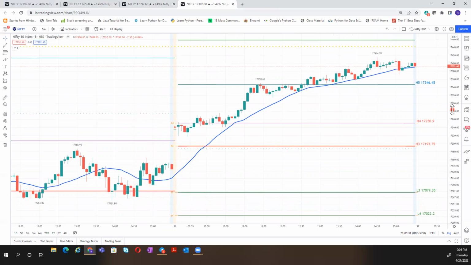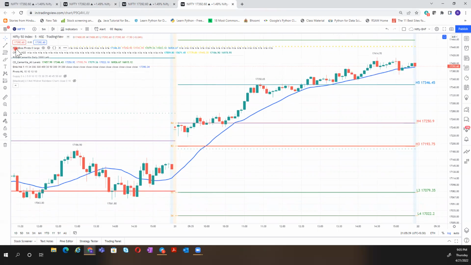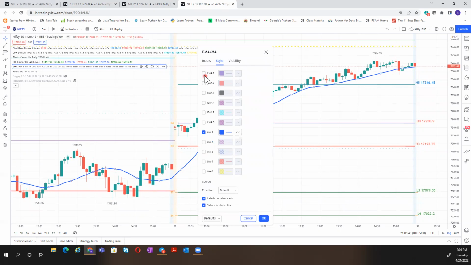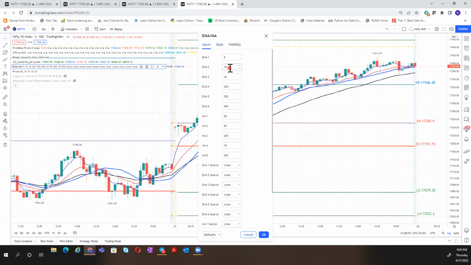most of you traders, if you don't know how to take the trade, you're confused whether you want to go long or not. Now, I have introduced a triple moving average, and there are a lot of moving averages. But why do I want to use these triple moving averages? Watch this. EMA 1, EMA 2, EMA 3. These are EMAs. 20 is SMA. The inputs are 5, 15, 34.